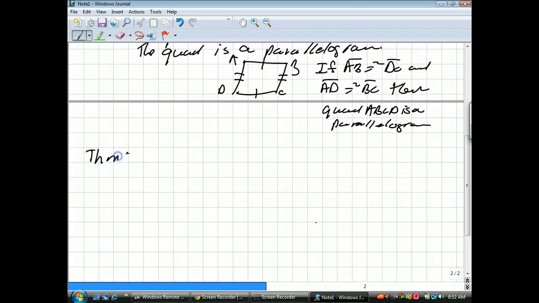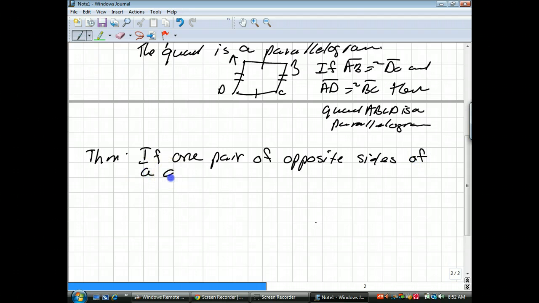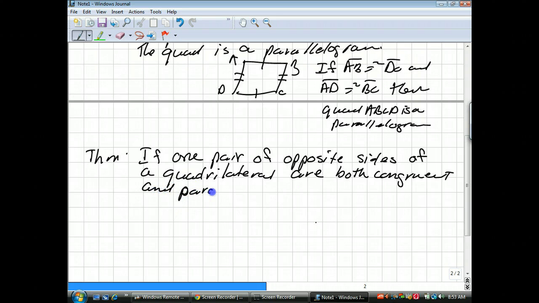The second theorem, another way that we can show that a quadrilateral is a parallelogram is if one pair of opposite sides of a quadrilateral are both congruent and parallel, then the quadrilateral is a parallelogram.